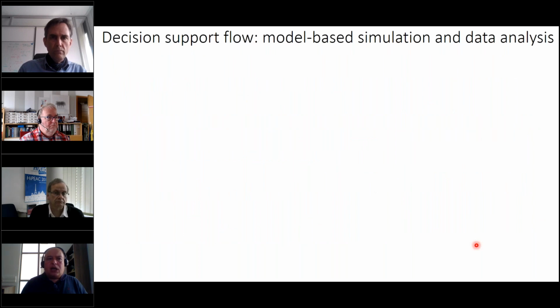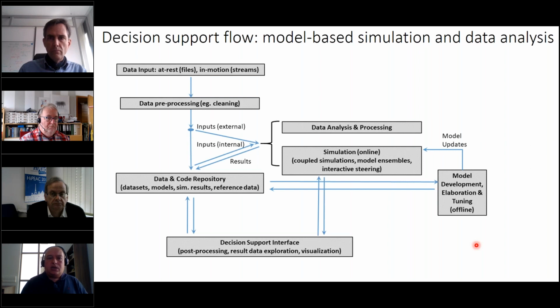Now, I'll try to outline an abstract decision support flow that relies on model-based simulation and data analysis, so that we get a better feeling of where these, let's say, technical challenges lie. So let me go through this diagram with you. So we need to have both processing and data assets. That's fine. So simulation, online, various modes of that, models that have been developed, elaborated, and tuned, data and code assets available in some sort of repository, and perhaps in a flow of data coming from the outside in the form of files or streams.